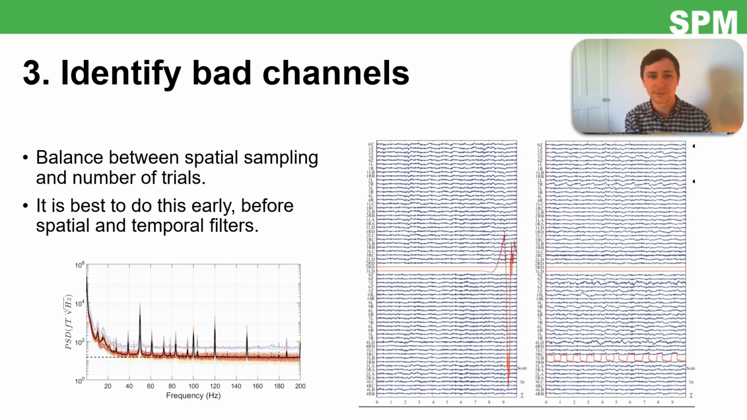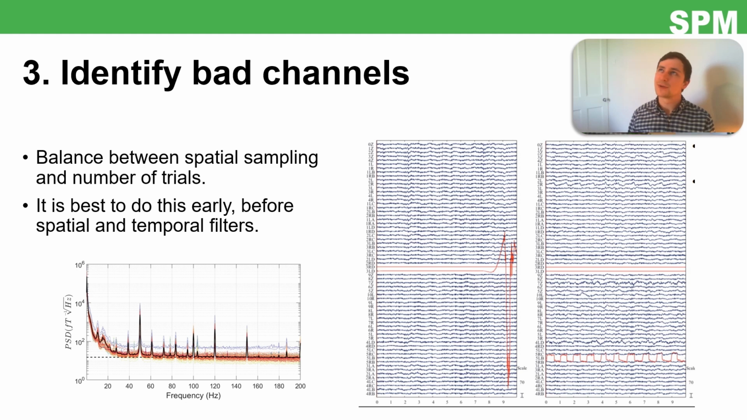But whatever you do, do it early. This is where it really interacts with other pre-processing steps. So especially where you've got a spatial filter, something like Maxfilter, you don't want bad channels in there, because they're going to project across many other channels, and then you'll have lots of bad channels, I guess, and you might not even be able to identify them. So that would be a problem.